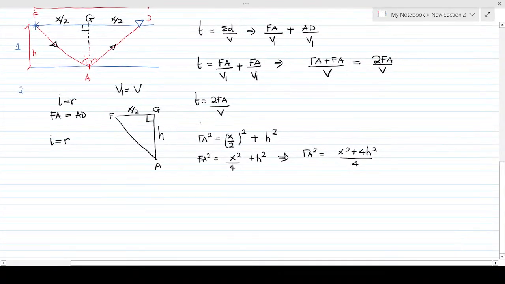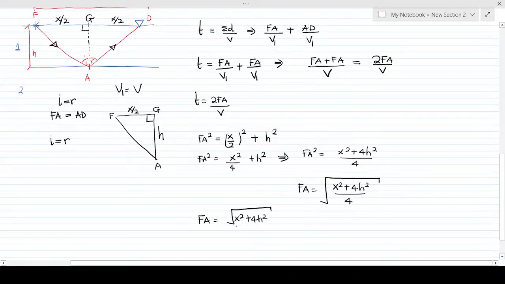Now in doing so, I can see that FA is equal to the square root of X squared plus 4H squared over 4. And I can equally see that FA is equal to the square root of X squared plus 4H squared, all over 2. So I cross multiply here, then I'll see that 2FA is now equal to the square root of X squared plus 4H squared.